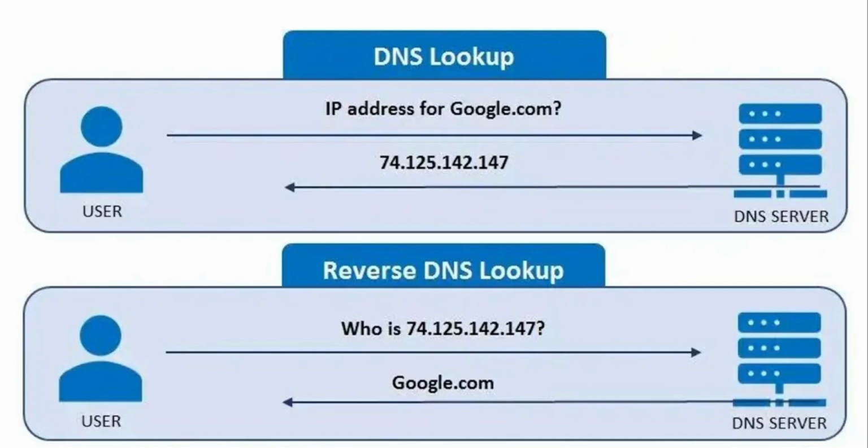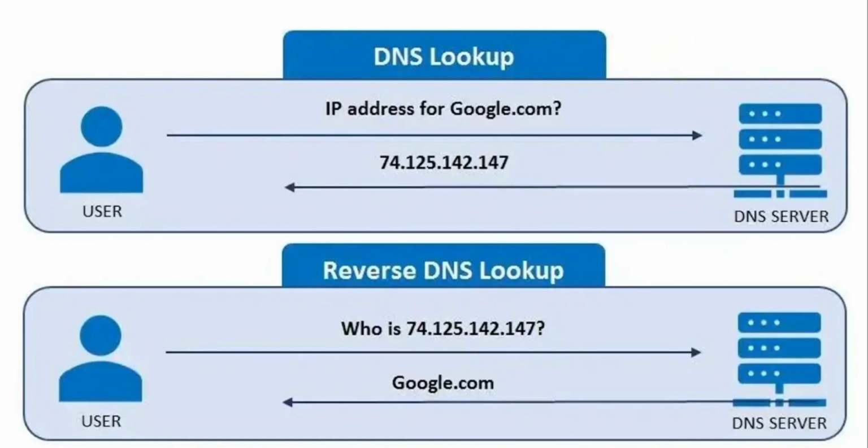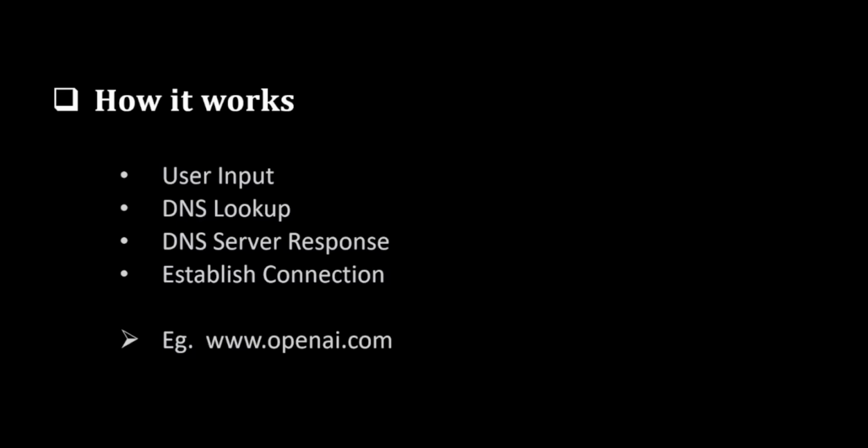Guys, when you type google.com into your browser and press enter, your computer sends a request to the DNS server asking for the IP address associated with google.com. The DNS server then looks up the IP address for google.com and responds to your computer with the corresponding IP address. Let's say it's 74.125.142.147. Then your computer can connect to the server at this IP address, retrieve the web content, and display the google.com website in your browser.